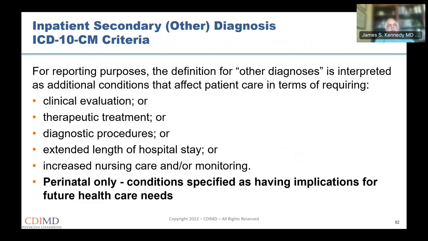We will also need to be looking at additional diagnoses or secondary diagnoses. Just because the doctor writes something in the record doesn't mean it can be coded, unless there is evidence that it was clinically evaluated, therapeutically treated, diagnostic procedures were involved, there was an increasing length of stay or monitoring, and such. You would need to be able to show that with the coder, or perhaps work with the coder on how the documentation involved with that was addressed.